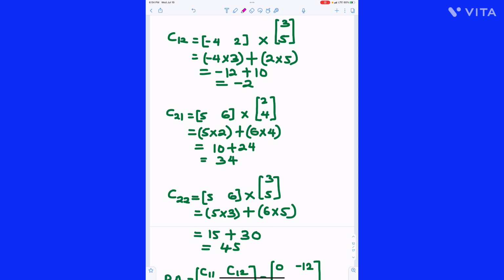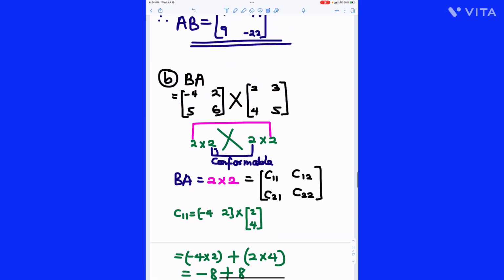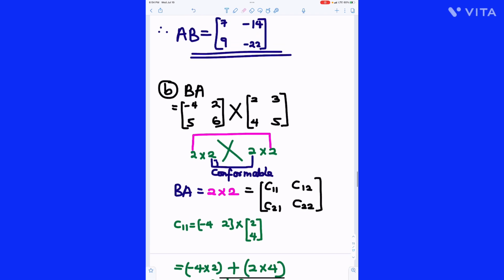To get the element in the second row, second column, I'll multiply the second row in my first matrix, which is matrix B here, by the second column in my second matrix, which is matrix A in this question. So let me go back to the matrices and show you that. To get this element in the second row, second column of my product, I'll multiply the second row in the first matrix, the second row in B, by the second column in A, which is the second matrix in this multiplication.